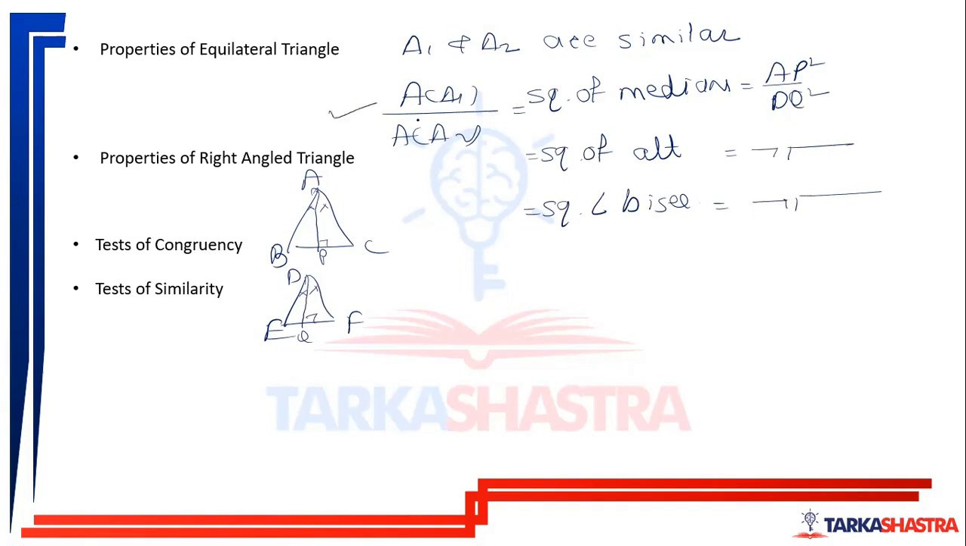So the areas of two similar triangles are in the ratio of the squares of their medians, squares of their altitudes, and squares of their angle bisectors. Correct?